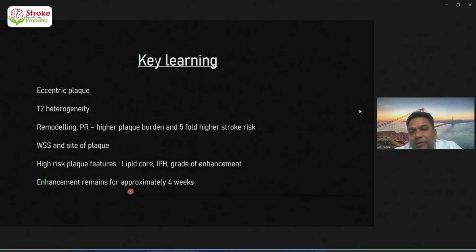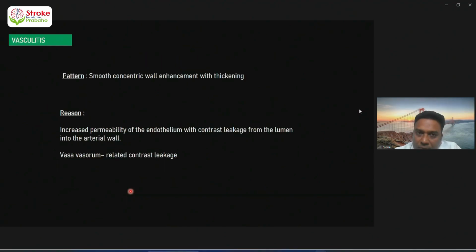We looked at a fibrous cap, which is a T2 bright structure, which is juxtaluminal. The lipid itself is cholesterol and cholesterol ester, which appears hypointense on T2 imaging, and the vasa vasorum and the fibrous cap can enhance. Now, moving on to vasculitis, it is usually a smooth concentric wall enhancement with thickening.